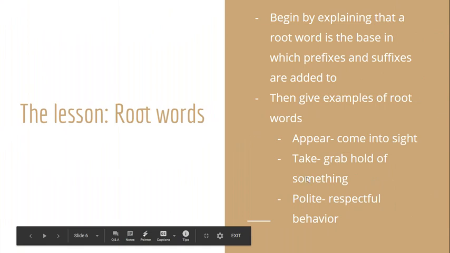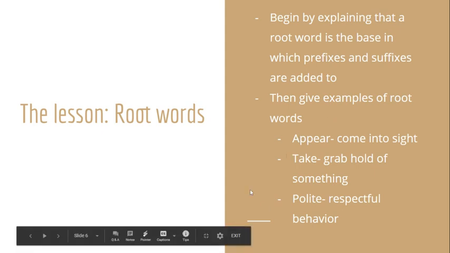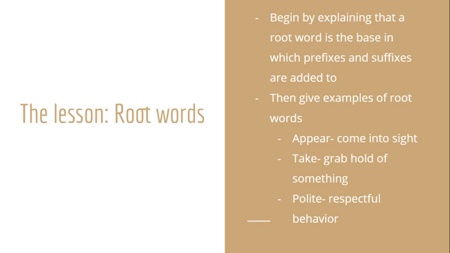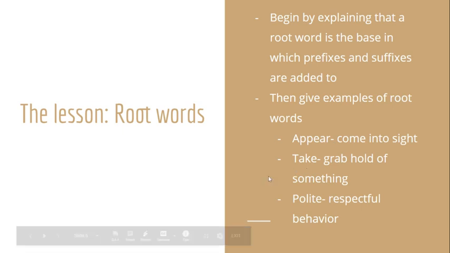To begin the lesson, begin by explaining that a root word is the base to which prefixes and suffixes are added. Then give examples of root words. Here are just a few of them. In the lesson on the technology that I will be introducing in a little bit, you will need to go into a little more detail, but this is just a couple of examples of what you can teach. For example, appear means to come to sight, take is to grab hold of something, polite is a respectful behavior.